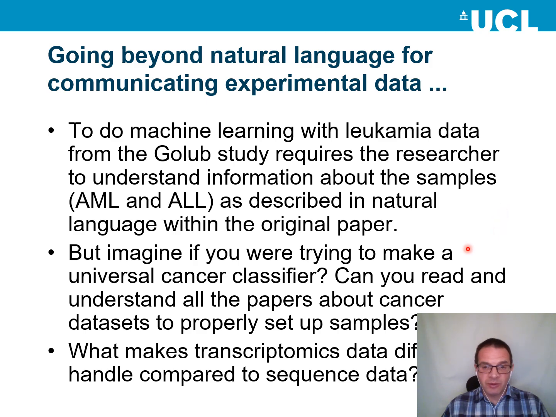Another issue was if you wanted to do a classifier, a universal cancer classifier. If you took this approach, you would have to read all of the papers about all of the cancer data sets that you wanted to use and somehow synthesize the information from all of them. That would be a massive undertaking if there were about 50 different cancer data sets that you actually wanted to use. So it made what are called pan-cancer studies very difficult, studies that went across different cancer types.